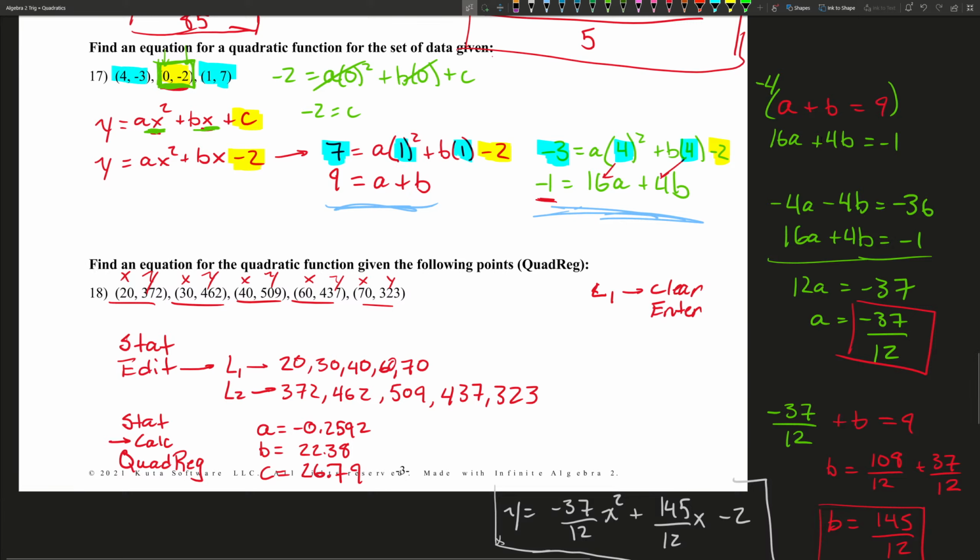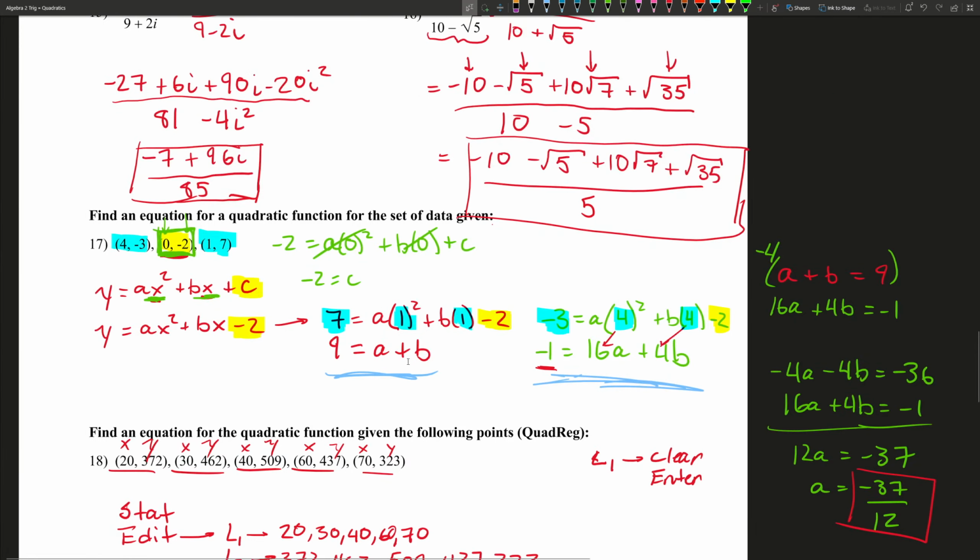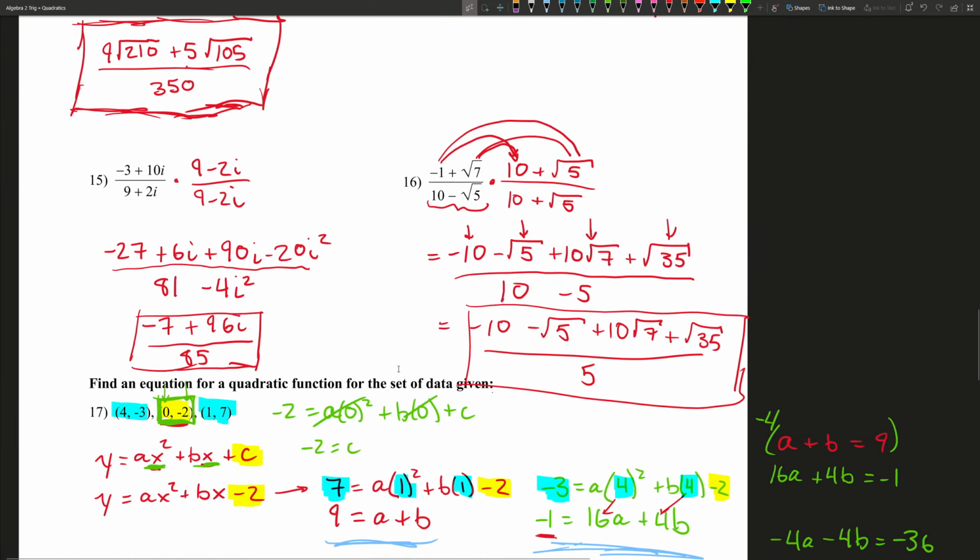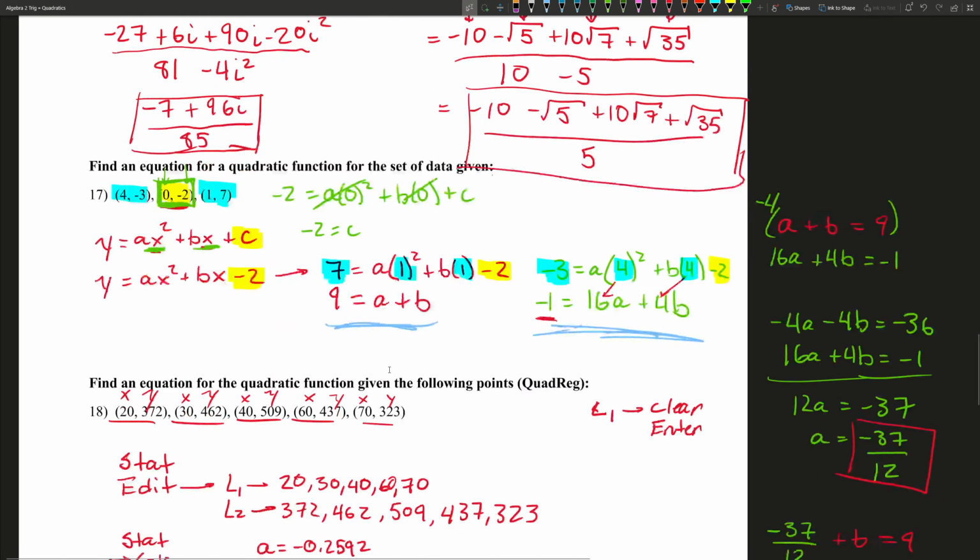How many questions will the test be? It'll be exactly the same length. So 18. Pretty much one from each different type of question that I could ask you.